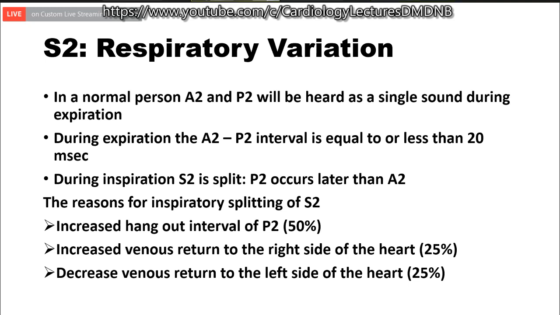No. See, diastolic pressure is actually a reflection of the vascular resistance. So basically, you are telling the same thing. Pulmonary vascular resistance indirectly reflects the pulmonary diastolic pressure. When the pulmonary artery diastolic pressure is lower, it obviously means pulmonary vascular resistance is lower, and the patient can have a longer hangout interval.